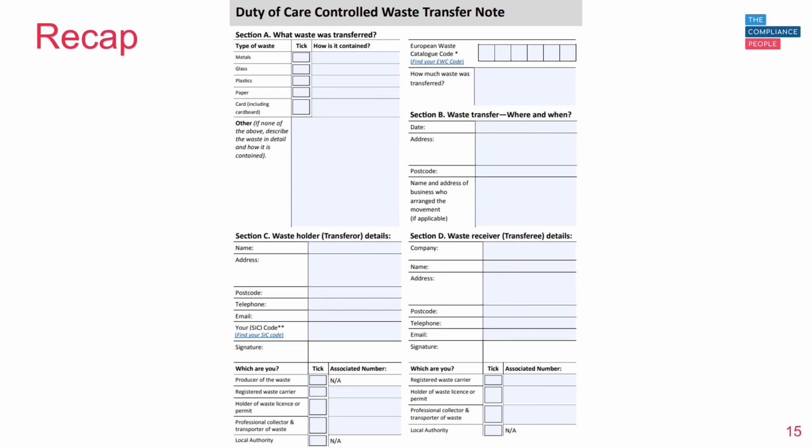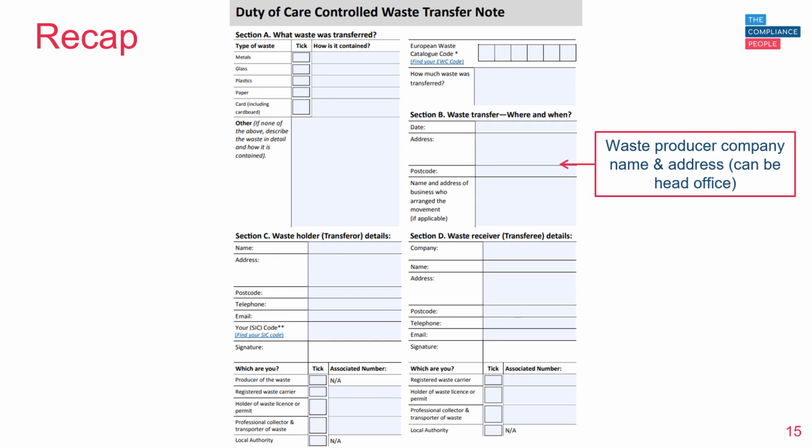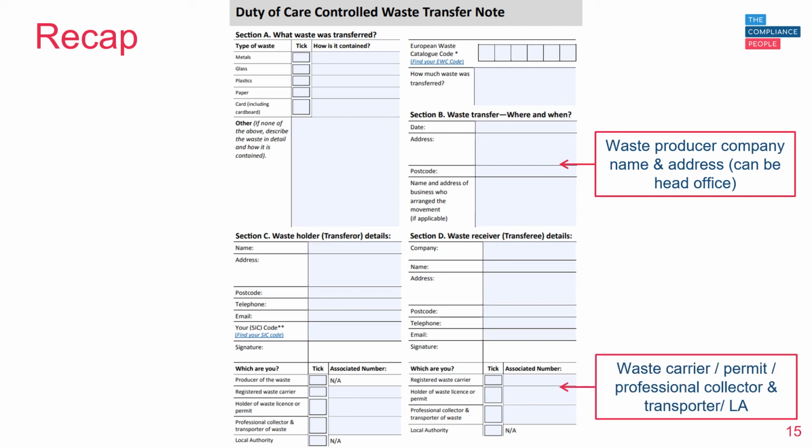So to recap, these are the key requirements on a waste transfer note. It's easier if this format is used because it covers everything you need. It's a bit more difficult if it's on a different form. You need to be a bit more vigilant and check that everything's on it. And this template is available on the SIPA website. So in section A, we need to make sure that we've got the waste producer company name and address, and this can be the head office of the company. We need to make sure that the waste carrier details, permit details, and whether they're a professional collector and transporter of waste or a local authority are recorded, and any relevant numbers and registration details.